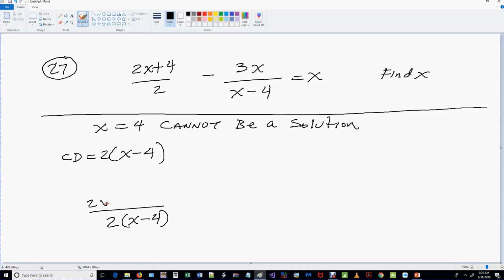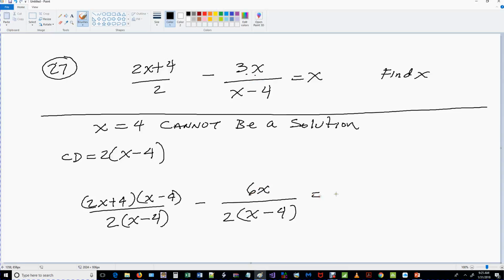If you do that on the bottom, we also need to multiply the numerator by x minus 4. The denominator for the second fraction is x minus 4, and we need to have 2 times x minus 4. So now we need to multiply the second fraction by 2. On top, you have to multiply 3x by 2, which will give you 6x.